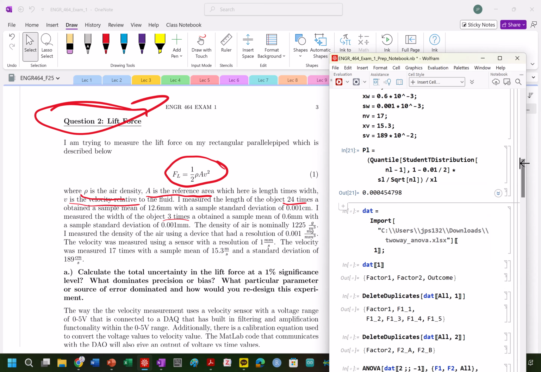For width, we're just going to change everything to W. And then here, we're just going to change it to velocity, V.